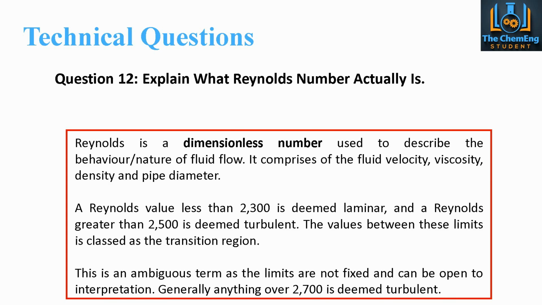But essentially a Reynolds number, now this is where there's some ambiguity. A Reynolds number less than 2,300 is deemed as laminar flow, and a Reynolds number greater than 2,500 is deemed as turbulent flow, because Reynolds describes the nature of the flow. And the values between these limits are known as the transition region. The transition region is a bit ambiguous because there is no fixed range or fixed value that indicates where the transition region lies. So it's often up to interpretation slightly. But generally, anything over 2,700 for a Reynolds value is deemed turbulent. So it's just ensuring that wherever you get your reference value for Reynolds, you stick with that all the way through the calculations.